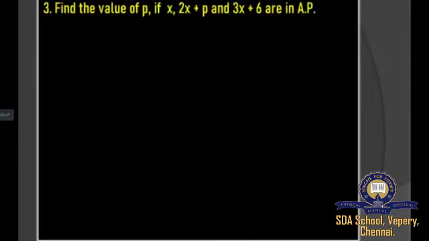Okay, children, let's move on to the third problem. So what is the question here? Find the value of p if x, 2x plus p and 3x plus 6 are in AP. Okay, so in the given problem, one sequence is given. They told us the sequence forms an arithmetic sequence. So in the question itself, they mentioned the sequence is an arithmetic sequence. We just want to find the value of p. So what is the solution?